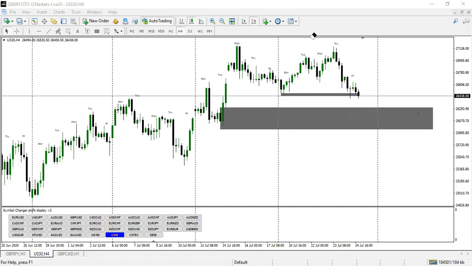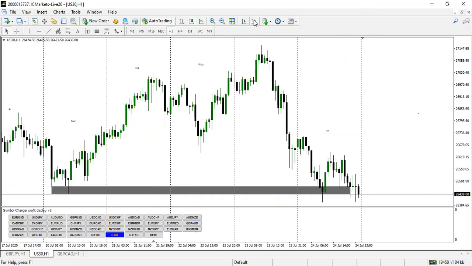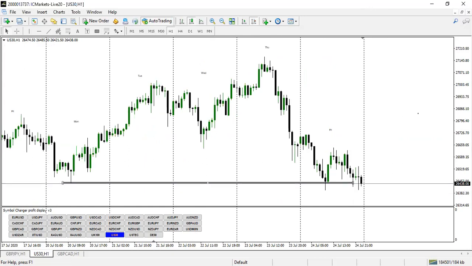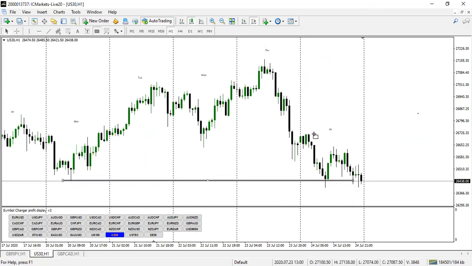Then another thing to take note of, going to the 1 hour time frame: this particular low has been raided, and another one will be on this note, whereby this low can be raided.